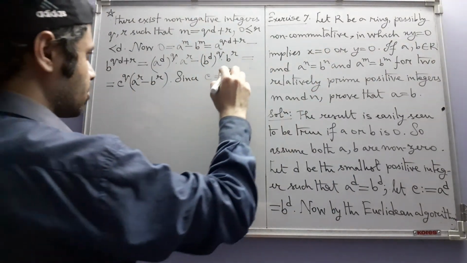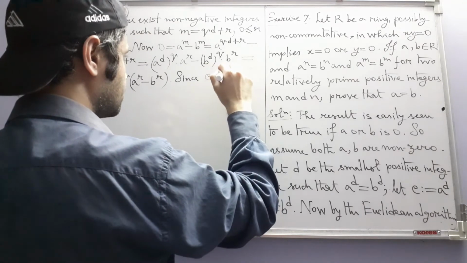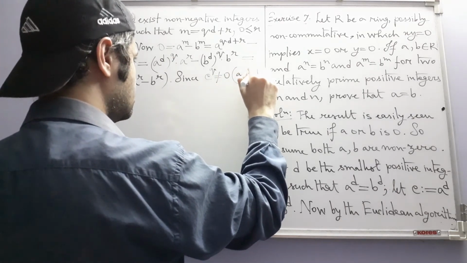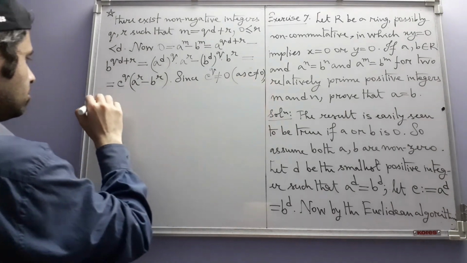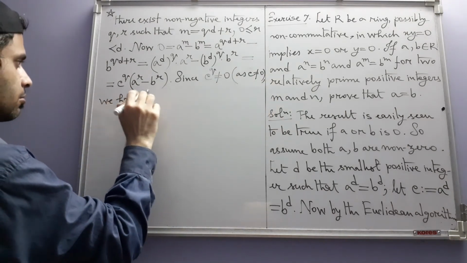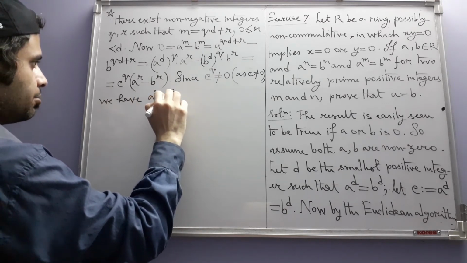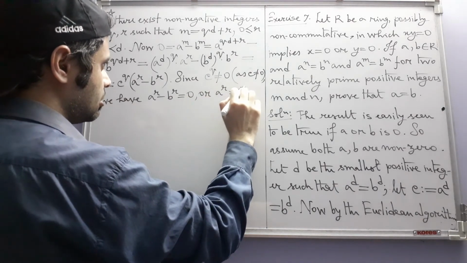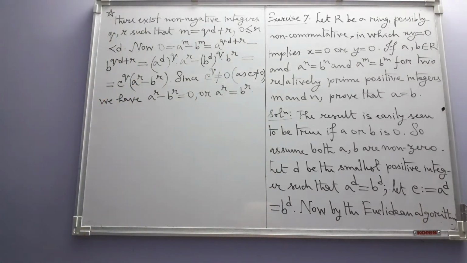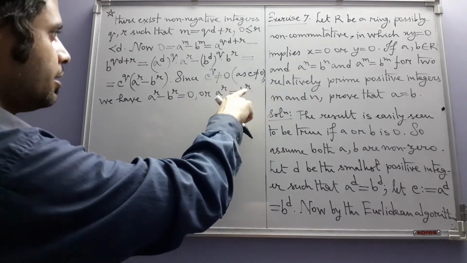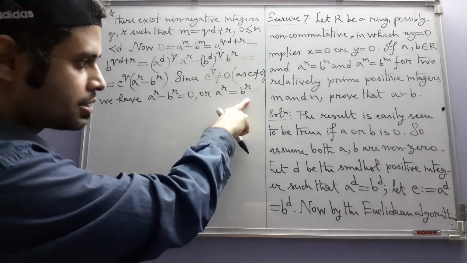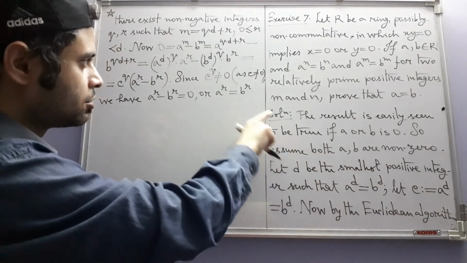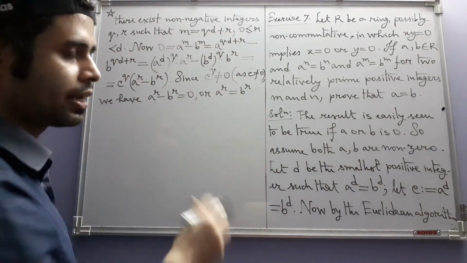Okay, so since C is non-zero, or we can write like this, since C to the power Q is non-zero, as C is non-zero, we have A to the power R minus B to the power R is equal to 0, or A to the power R is equal to B to the power R. Now note that R is a non-negative integer for which this is happening, but according to us D is the smallest positive integer for which this happens. So since R is less than D, R cannot be positive.